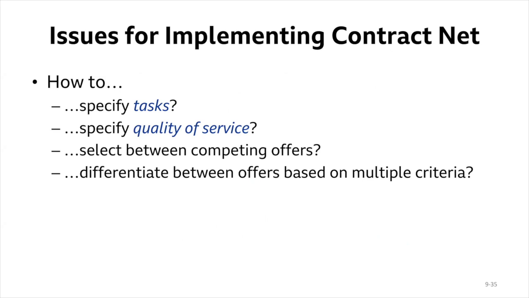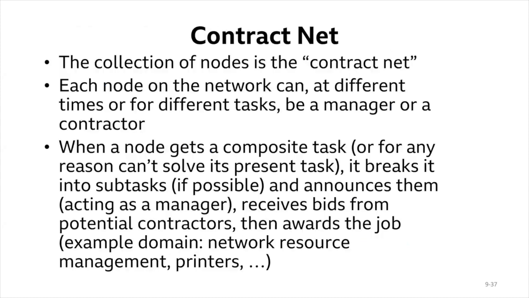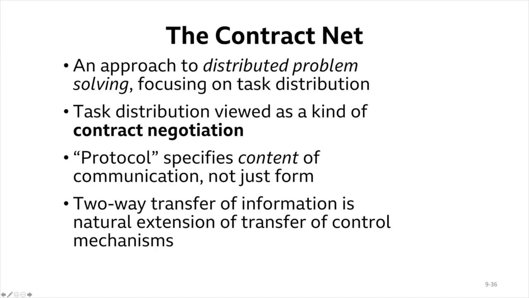If you come to implement the contract net, some questions that you need to be able to answer are, firstly, how do you specify the tasks that you carry out? How do you specify the quality of service that's going to be required? What are the rules that you use to select between competing offers? If you receive multiple offers to carry out some tasks, how do you choose between those? And in particular, how do you differentiate offers based on multiple criteria?